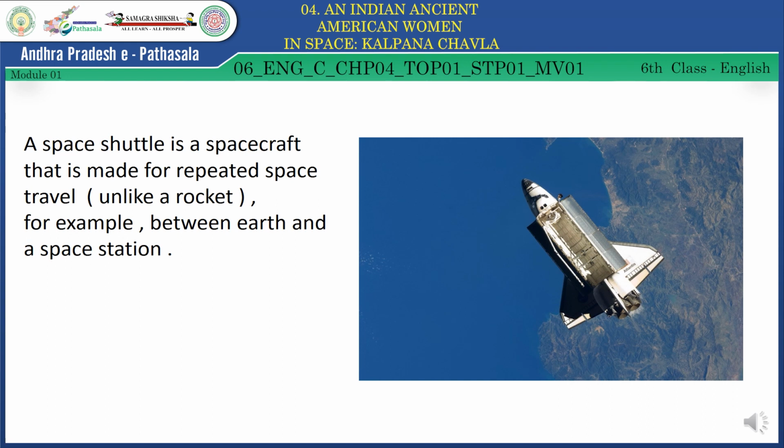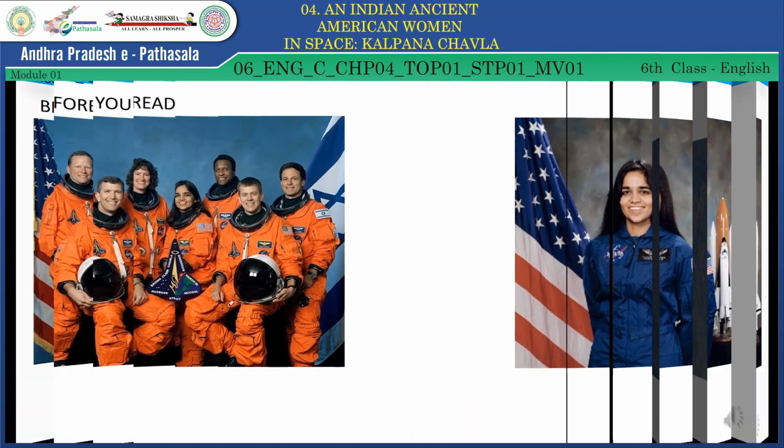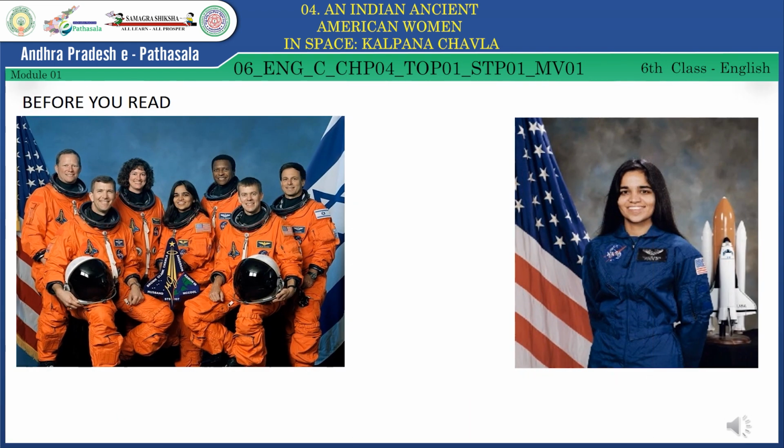A space shuttle is a spacecraft that is made for repeated space travel, unlike a rocket. For example, between Earth and a space station. In 1997, an Indian-American, Kalpana Chawla, was part of the international crew aboard the US Space Shuttle Columbia, becoming the first woman born in India to go into space. Sadly, the second mission in Columbia ended in tragedy.